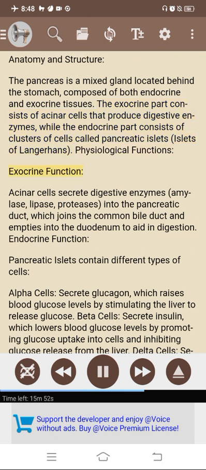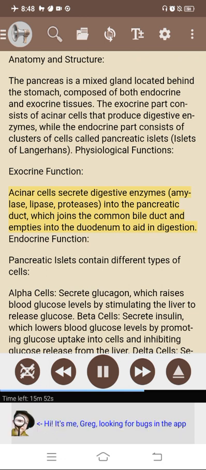Physiological functions. Exocrine function. Acinar cells secrete digestive enzymes, amylase, lipase, and proteases, into the pancreatic duct, which joins the common bile duct and empties into the duodenum to aid in digestion. Endocrine function. Pancreatic islets contain different types of cells.